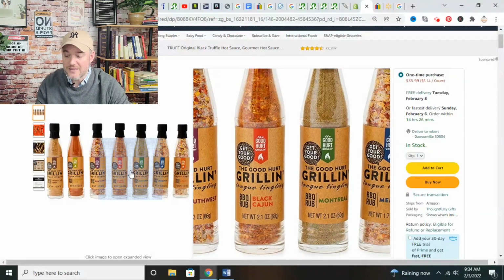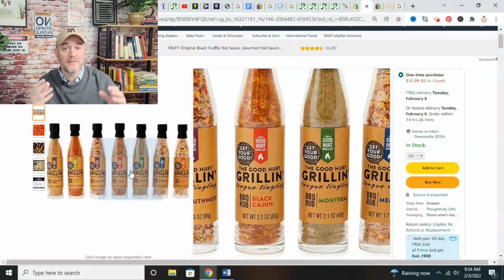Maybe someone may like a certain flavor, like for instance, the Montreal and the Black Cajun. You can take 2 of those flavors and create a multitude of 6-packs, maybe 3 of one flavor and 3 of another. So you've got 6.